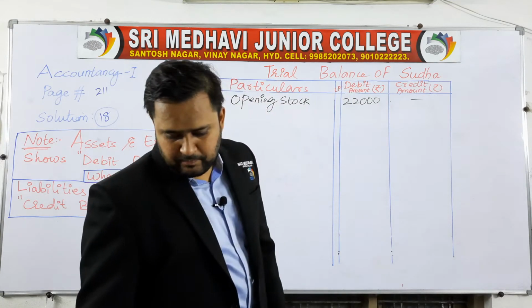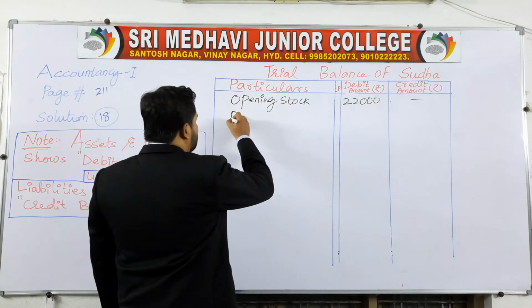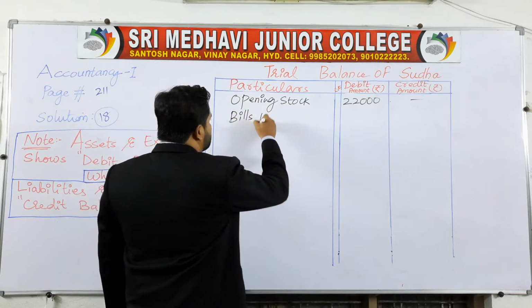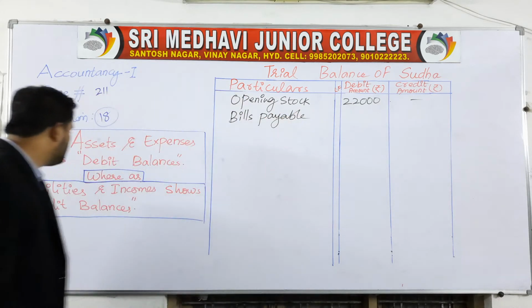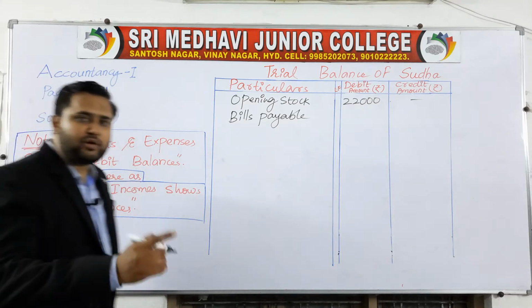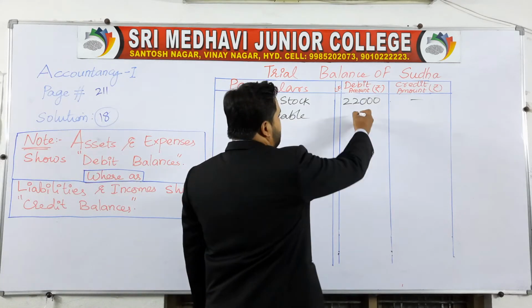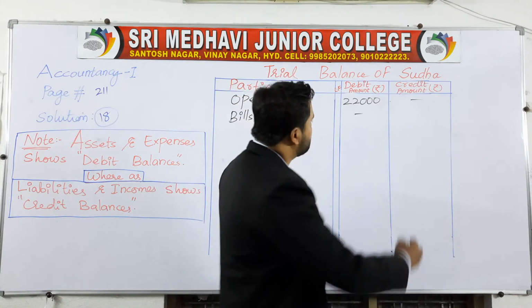Next, bills payable. So you have to pay the bills, which means it's a liability for you. Liabilities and income show credit balance. You have to write that amount in credit column. How much? 4,000.